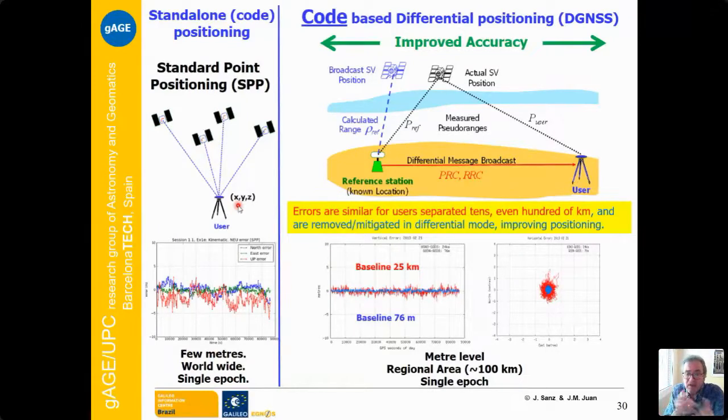We can achieve similar results. It depends on the user location, of course, because it depends on the satellite geometry, and it depends on the ionosphere, the ionospheric activity, but in nominal conditions, we can achieve similar results worldwide, at every point in the planet. There is no limitation in the user location.